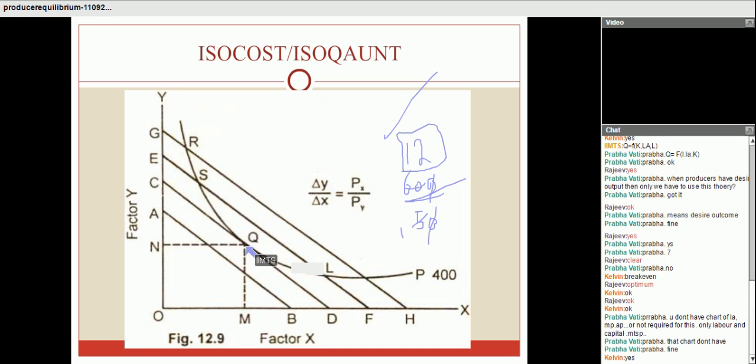As we have discussed, Q is the optimum point for the manufacturer. With ON factors and OM factors of labor, he is getting the 400 units at the minimum of cost.